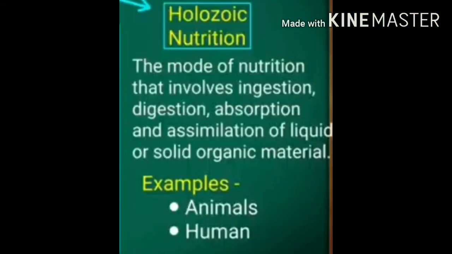In holozoic nutrition, complex organic substances are ingested, that means taken in, without being decomposed or degraded. After intake, such food is digested by enzymes produced within the organism. Digested food is absorbed into the body and the undigested food is expelled from the body. This kind of nutrition is found mainly in non-parasitic animals, simple ones like amoeba and complex ones like human beings.